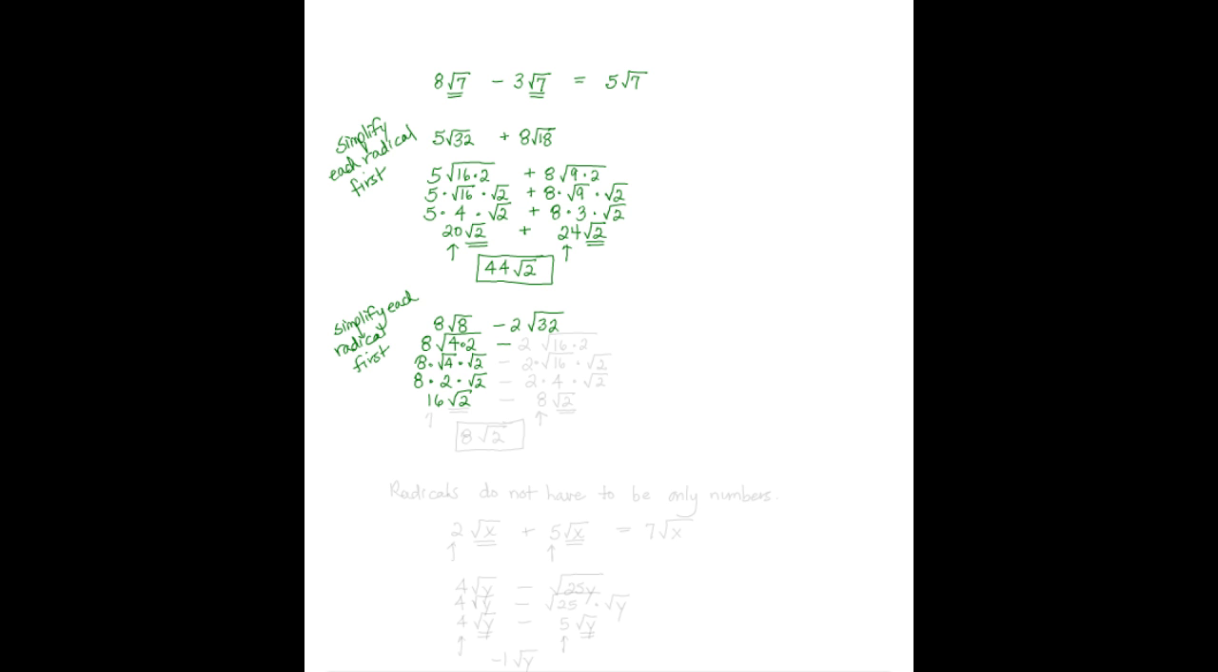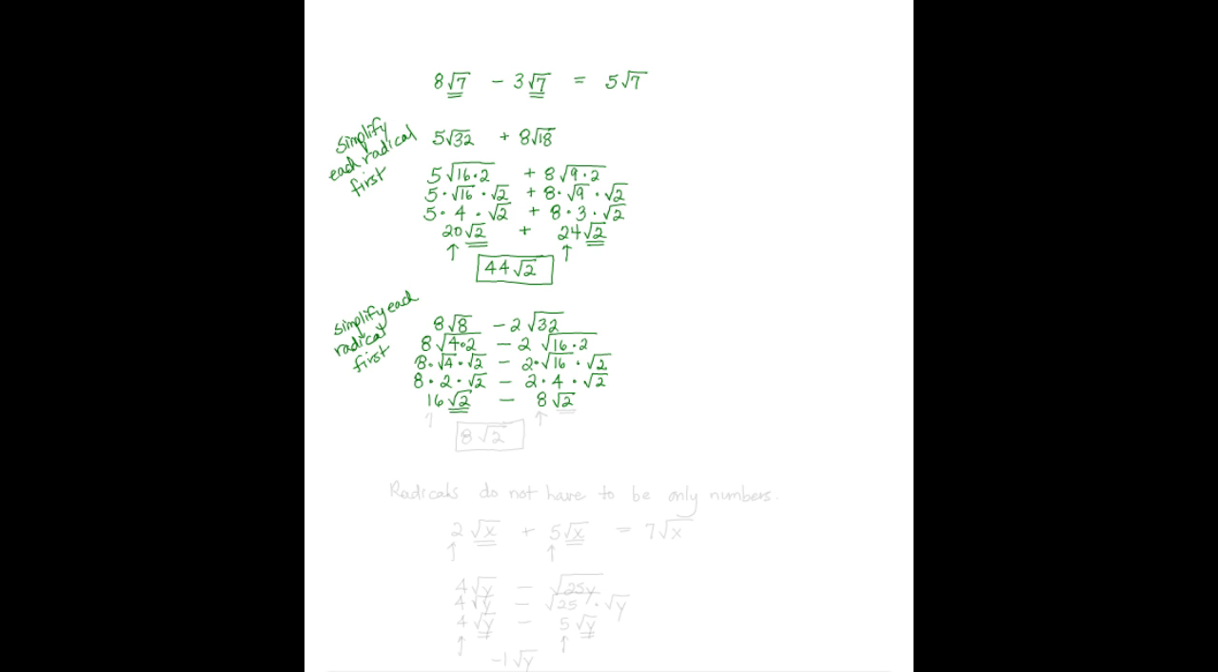Let's simplify the 2 times square root of 32. Square root of 32 can be rewritten as 16 times 2. And then we have 2 times the square root of 16 times the square root of 2. This gives us 2 times 4 times the square root of 2. And last we have 2 times 4 is 8 times the square root of 2.